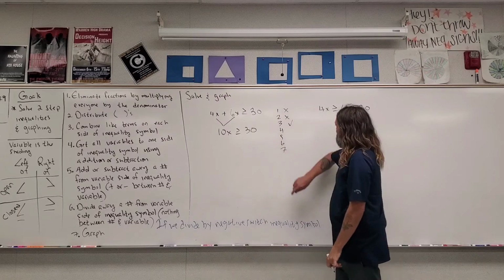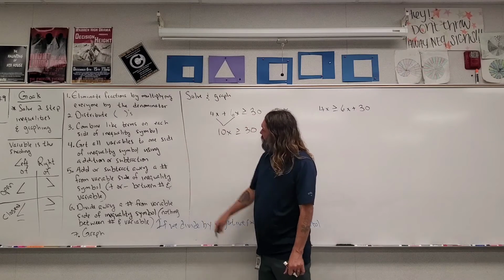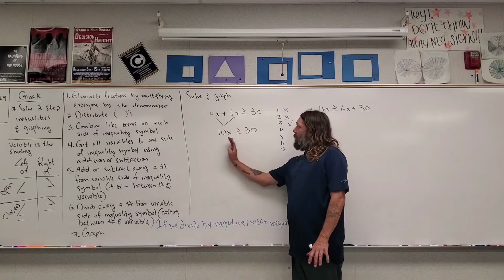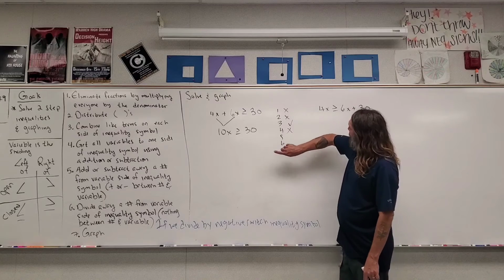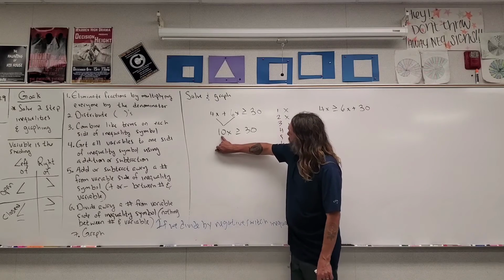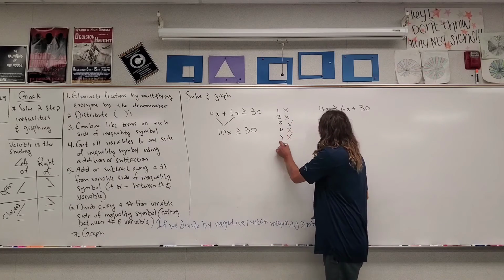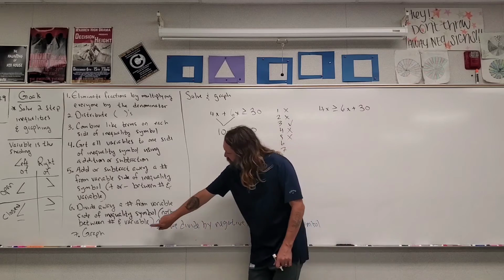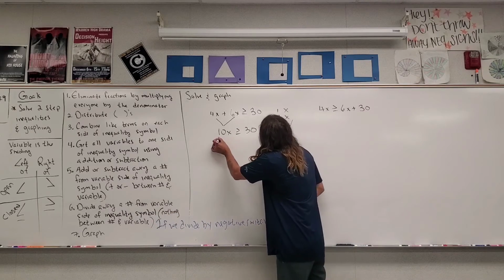Okay. Step 4, can I get all my variables to one side of the inequality symbol using addition or subtraction? No, I cannot. They're all on the left. Can't do step 4. Step 5, can I add or subtract away a number from the variable side of the inequality symbol, meaning that I have a plus or minus between my 10 and my x? I have nothing between them. So I can't do step 5, but because I have nothing between them, I must do step 6, and I'm going to divide both sides by 10.